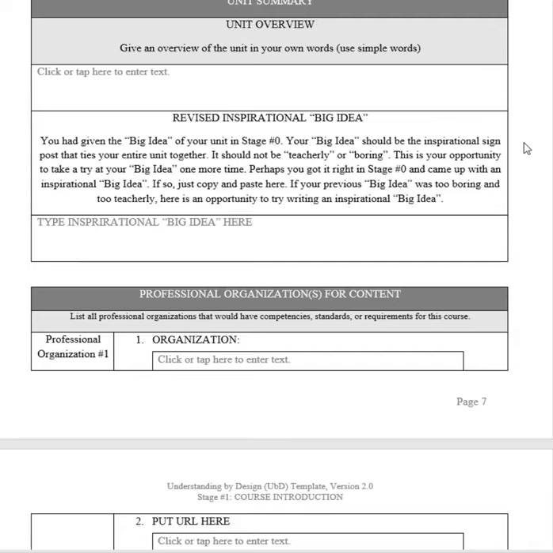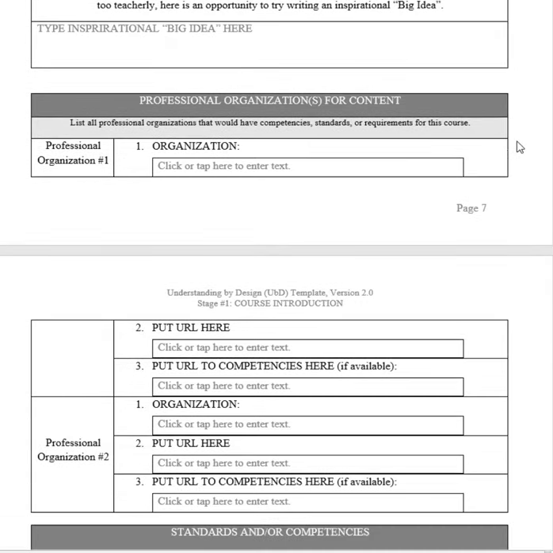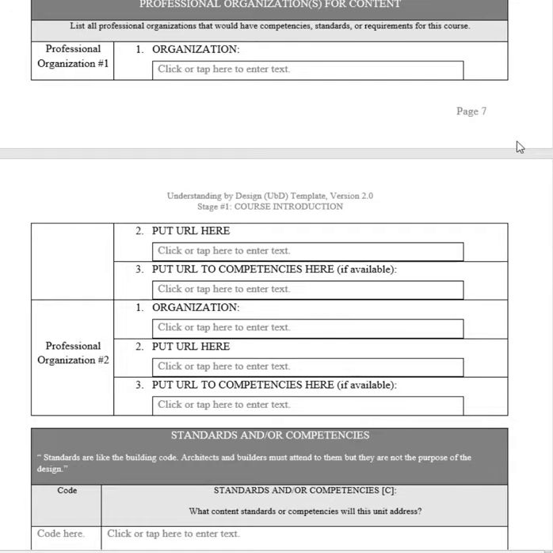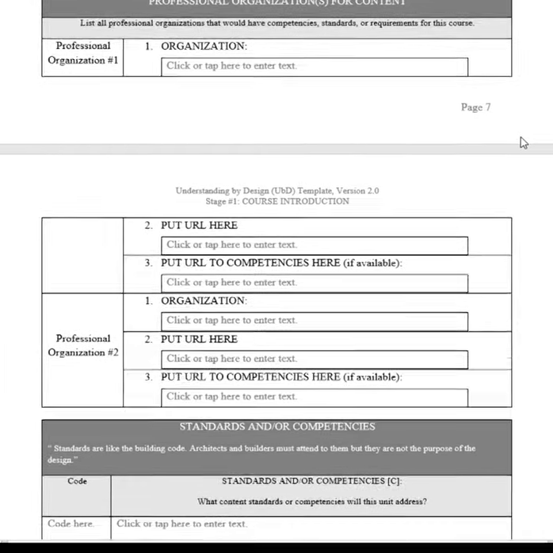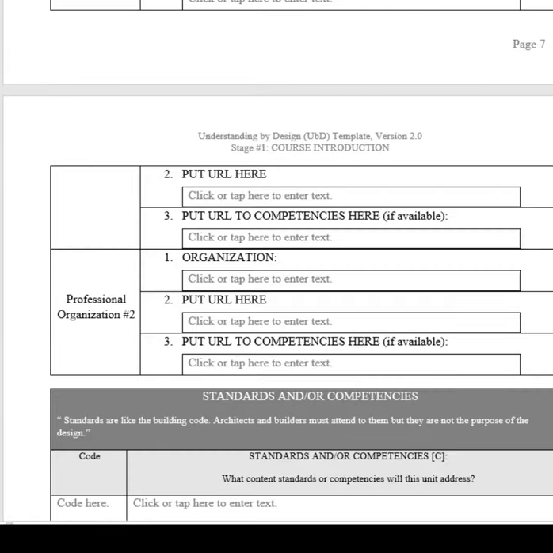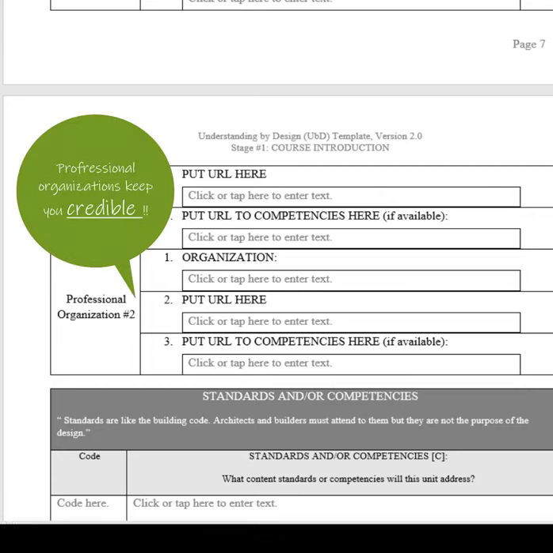The next portion of stage 1 focuses on providing the information regarding professional organizations that provide standards and requirements for the competency of this unit. This information is crucial because it ties your unit to professional organizations. Ensuring your unit and course are tied to organizations ensures that your unit is credible. In other words, your learners can be assured that the course was designed with professional standards and not just made up on a whim by the instructor.